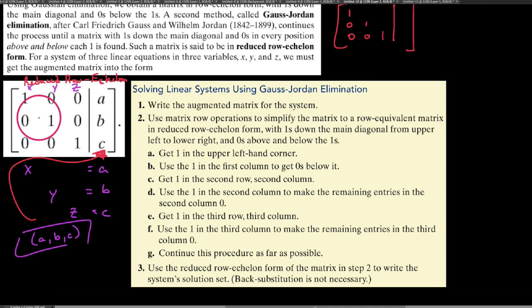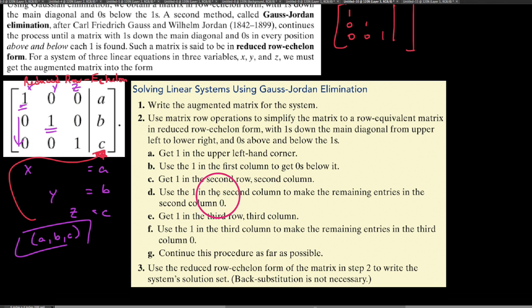So the only difference is we don't have just zeros below, we have zeros above and below. So what we're going to suggest is we'll still get a 1 in the top left corner, and we're still going to use that 1 in the first column to get zeros below it. But then afterwards, part C says get 1 in the second row, second column, which is this entry right here.